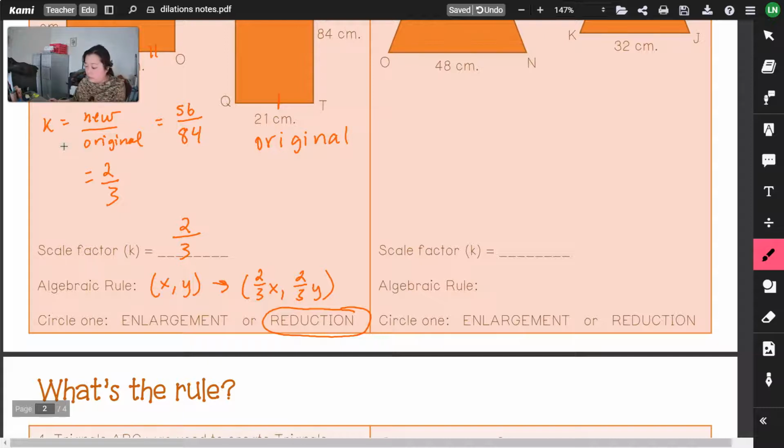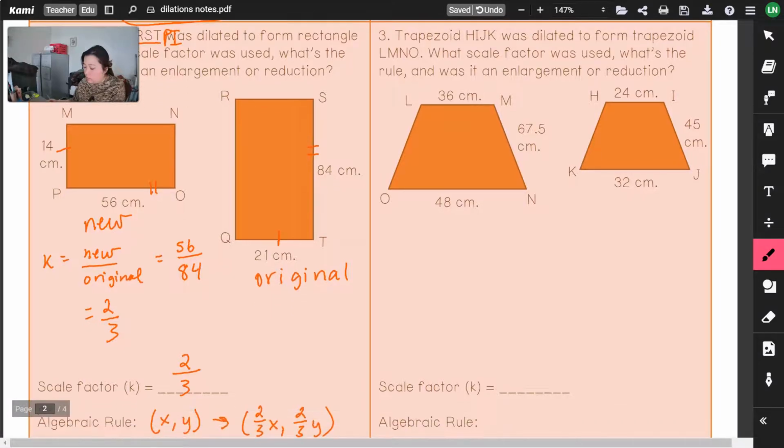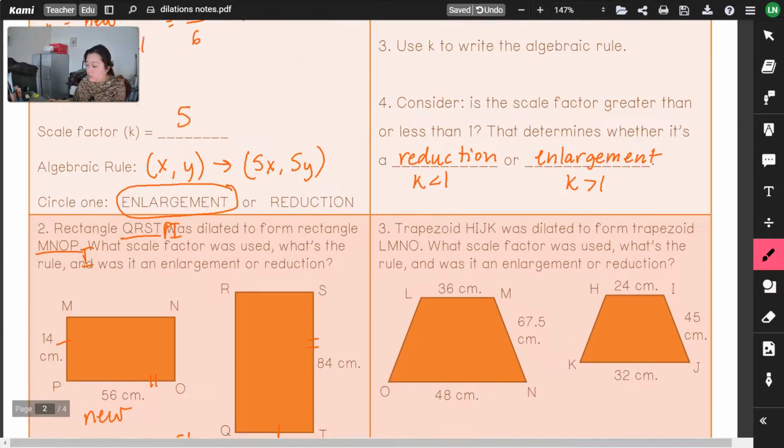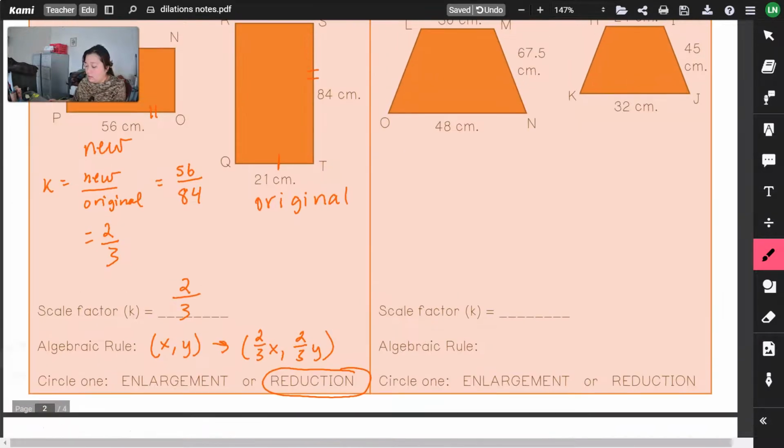Okay, so I want you guys to do number 3 on your own. Same thing here, same steps right here. Scroll up, read the problem, use the NEW over OLD strategy, write the rule, and then is the scale factor bigger or less than 1? Not too bad.